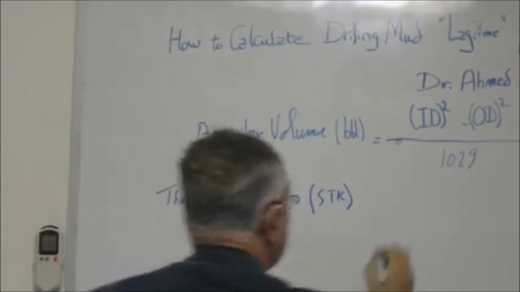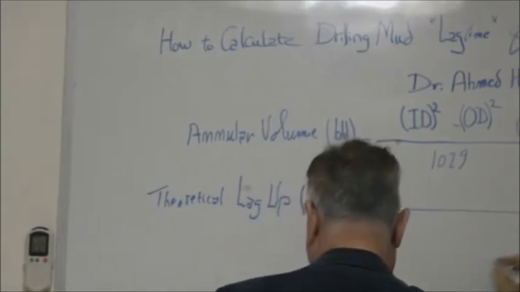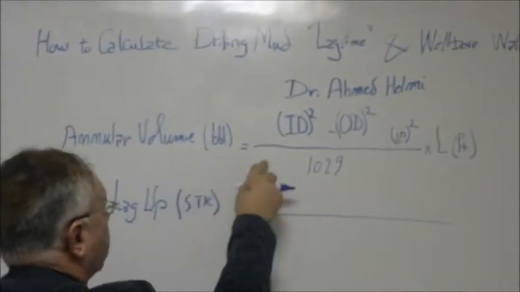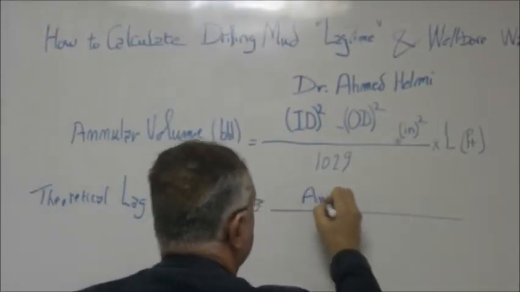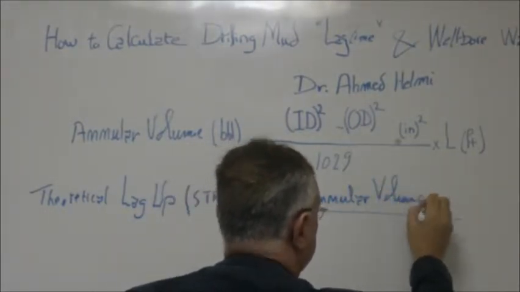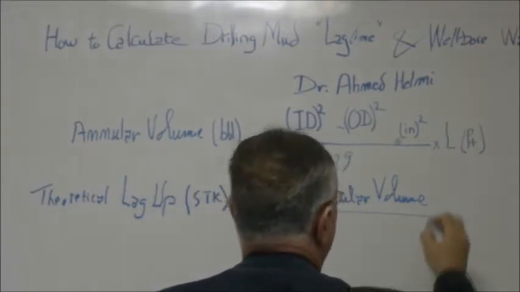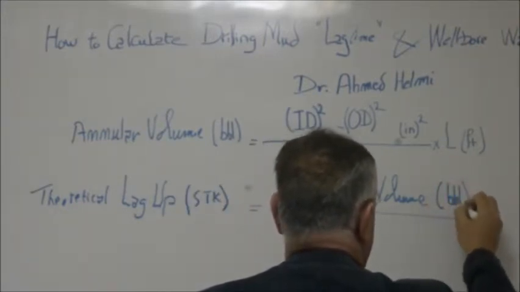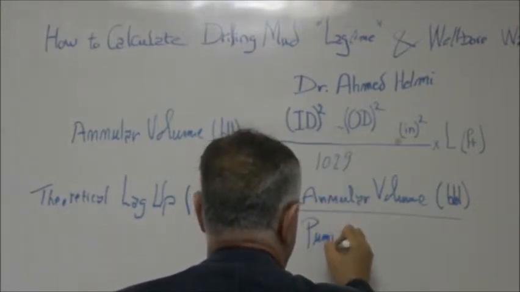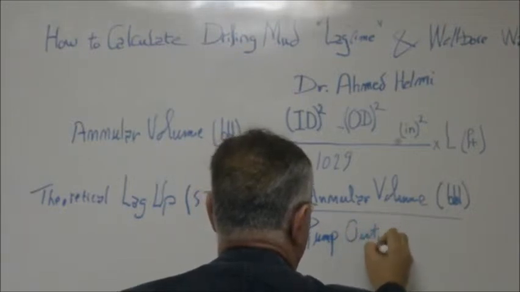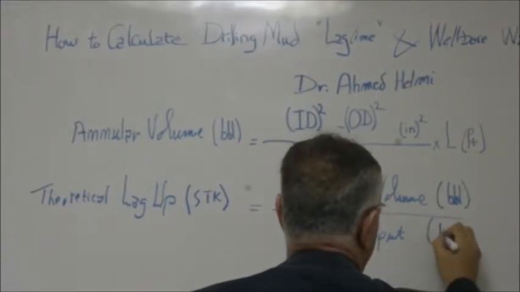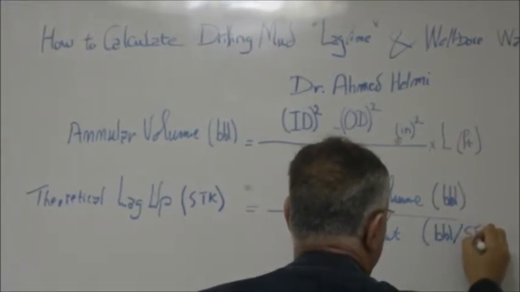Symbol. It is equal to the annular volume, which we have just calculated here, annular volume in barrels, divided by pump output. Units: barrel per STK, per stroke.